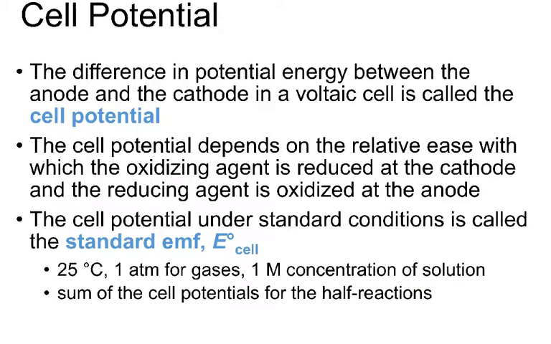So that difference in potential energy, the voltage, is the cell potential, and it is going to depend on what your oxidizing agent is and what your reducing agent is. The way we measure it is called the standard EMF, or the E naught of the cell, the standard potential. Now, the naught sign there means that it's under standard conditions, so 25 degrees Celsius, 1 atmosphere for gases, 1 molar concentration. And for your cell, it's going to be the sum of the cell potentials for the half reactions.